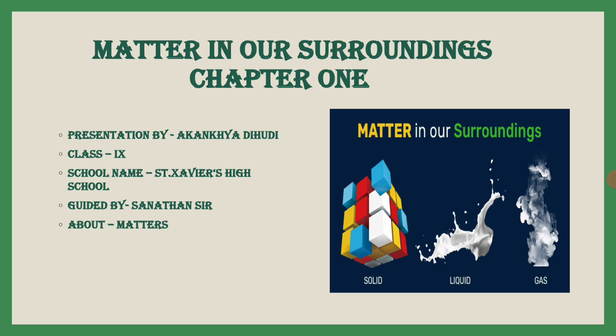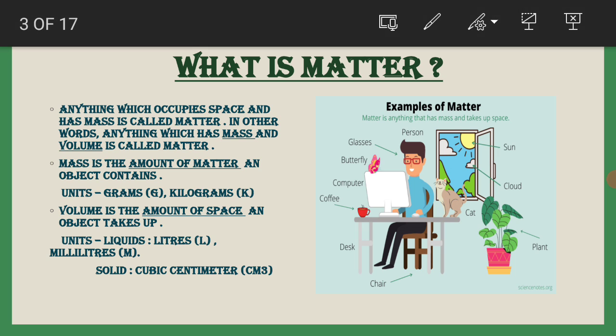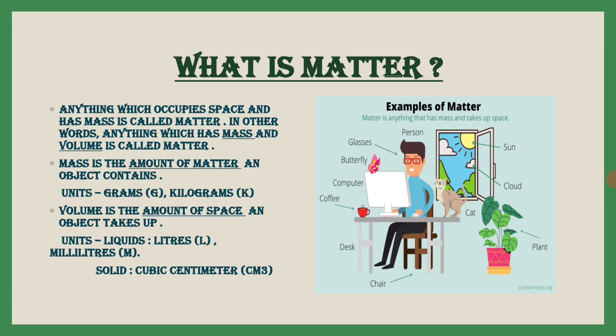Today we are reading chapter number 1 of chemistry, matter in our surroundings. What is matter? Anything which occupies space and has mass is called matter. In other words, anything which has mass and volume is called matter. Mass is the amount of matter an object contains.